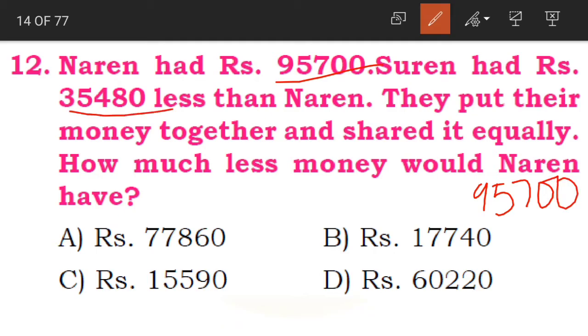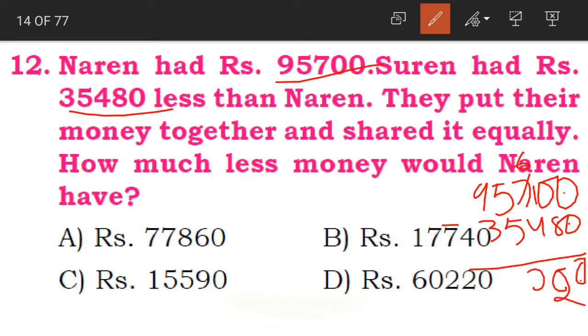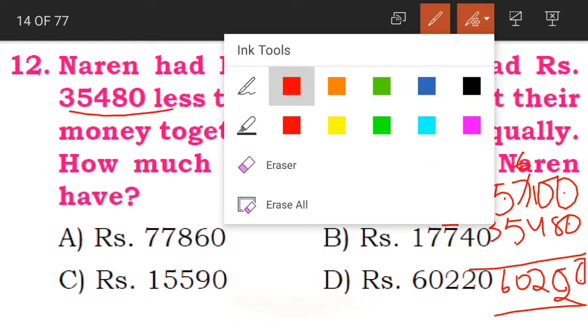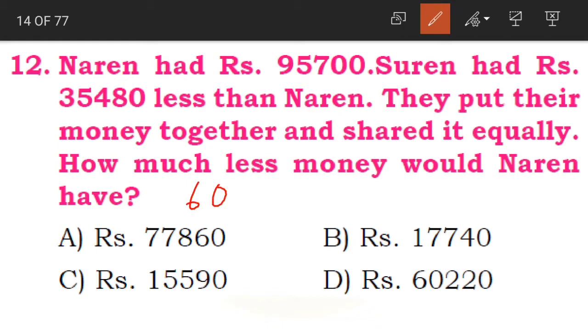From that, we need to subtract 35,480. Yes. Now, what will it give us? 0 minus 0, 0. 0 minus 8 not possible. So, we'll borrow, 10 minus 8, 2. 6 minus 4, 2, 5 minus 5, 0, 9 minus 3, 6. Now what is this? 60,220. 60,220 is the amount with Suren.